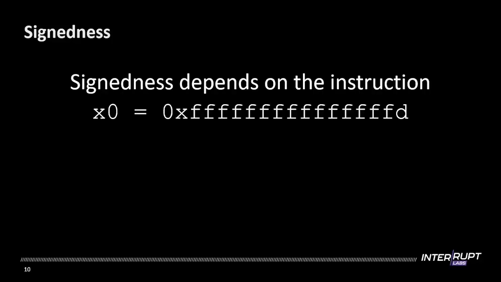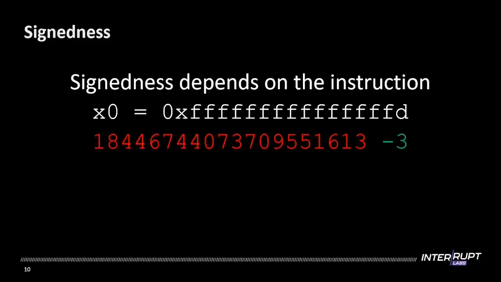So say x0 contained this value. Depending on the instruction, it could either be interpreted as unsigned, so that would be this 18 quintillion and something, or signed in 2's complement, where it's -3. The good thing about 2's complement is that for addition, subtraction, multiplication, the signed and unsigned operations are the same. That's why there's only one version of add, sub, mul.